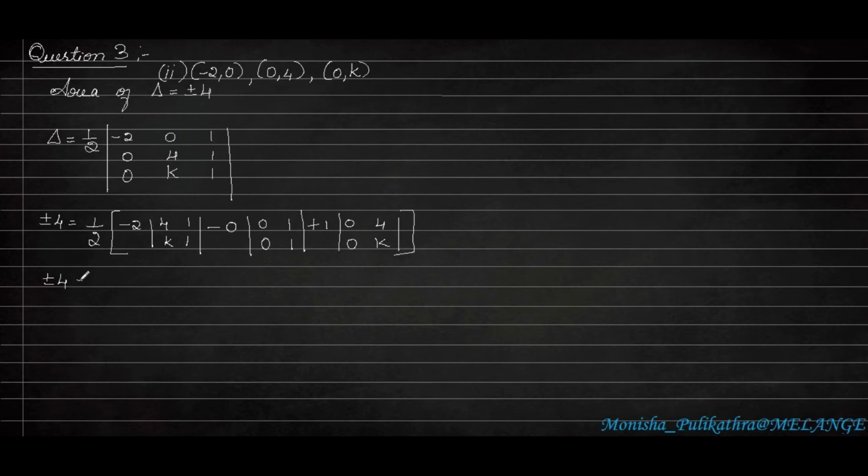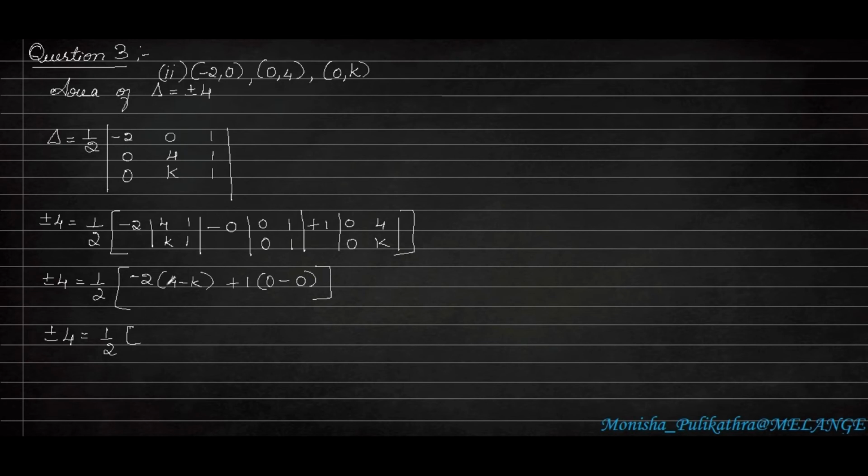So plus or minus 4 is equal to half into minus 2. So 4 ones are 4 minus k. 0 into anything is 0, so this whole determinant will become 0. Here plus 1, so 0 into k and 0 into 4, so 0 minus 0. So the remaining is plus or minus 4 is equal to half into. This term will cancel because 0 minus 0 is 0 itself.